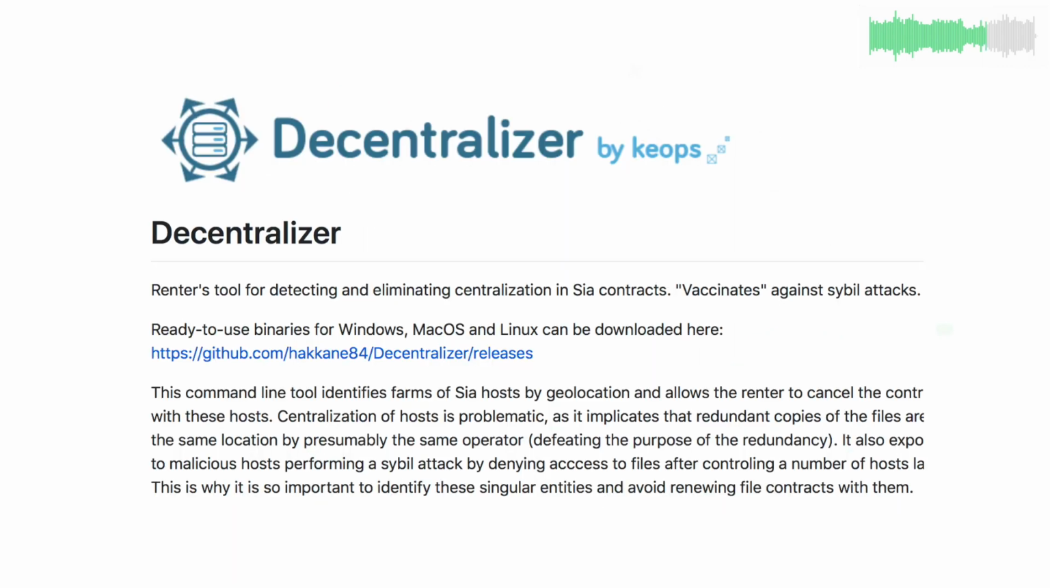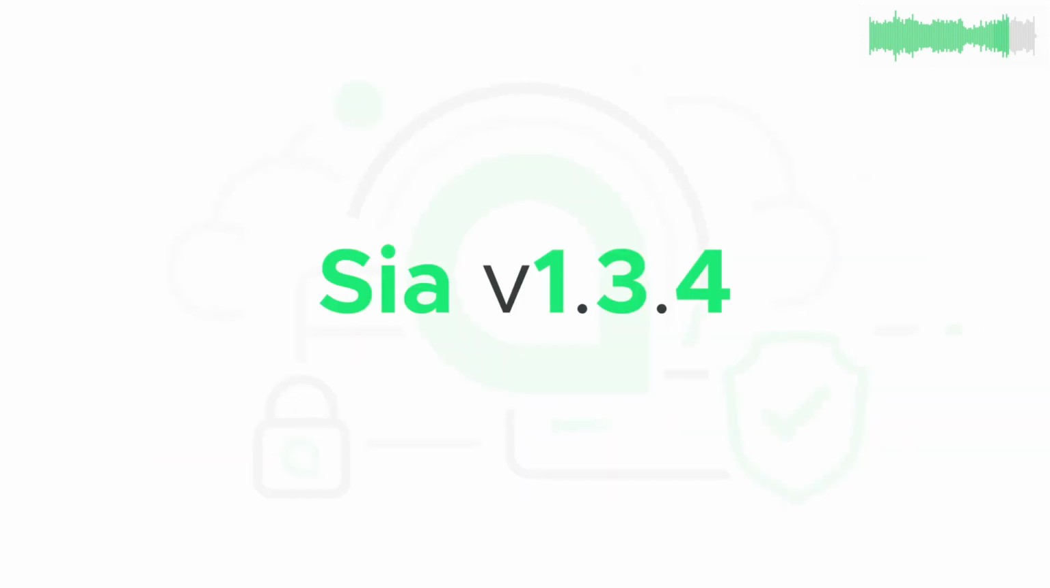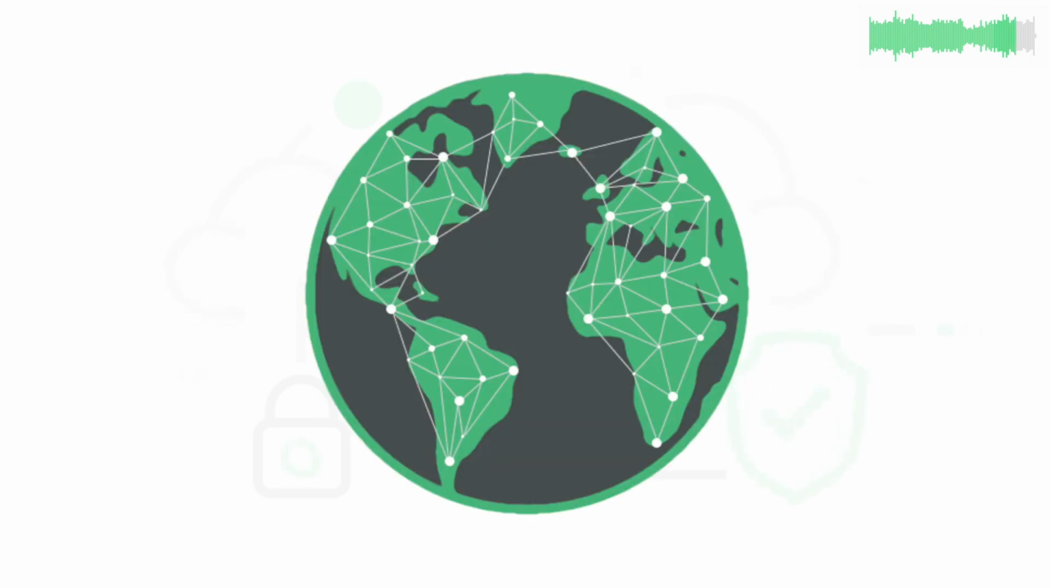Thanks guys! Discord mod Hakane, author of siastats.info, built Decentralizer, a tool that analyzes your contract set against a geographic database and allows you to eliminate contracts which share a geographic region. It's similar to the address filter tool in 1.3.4, and Decentralizer can be used for the contracts you've already formed as an additional weapon in the fight for decentralization.